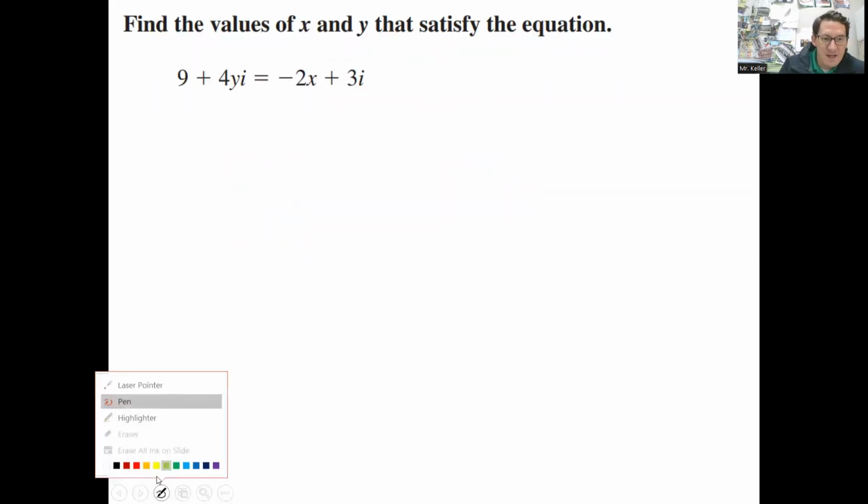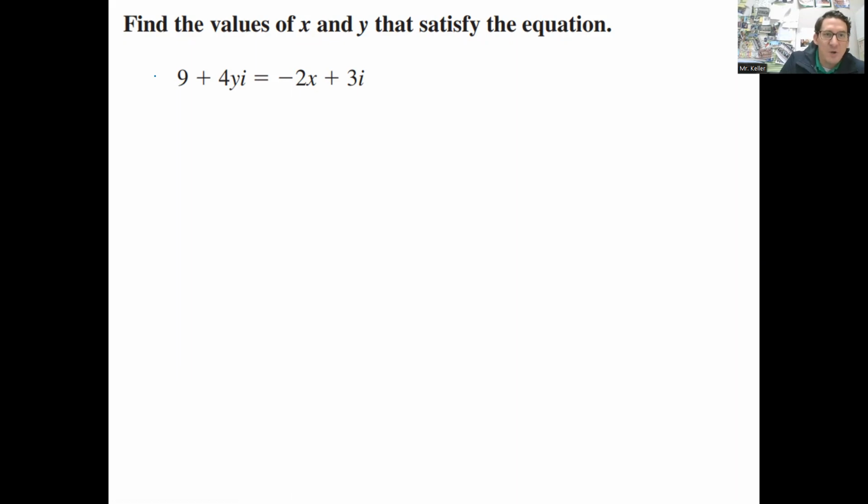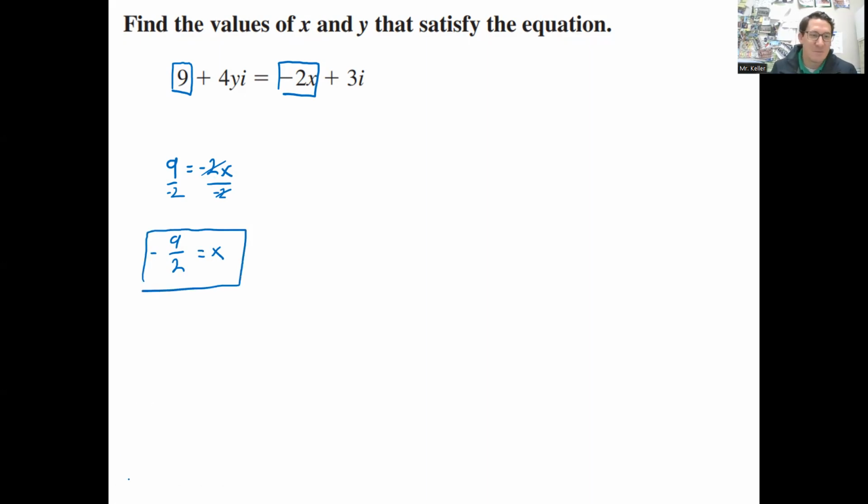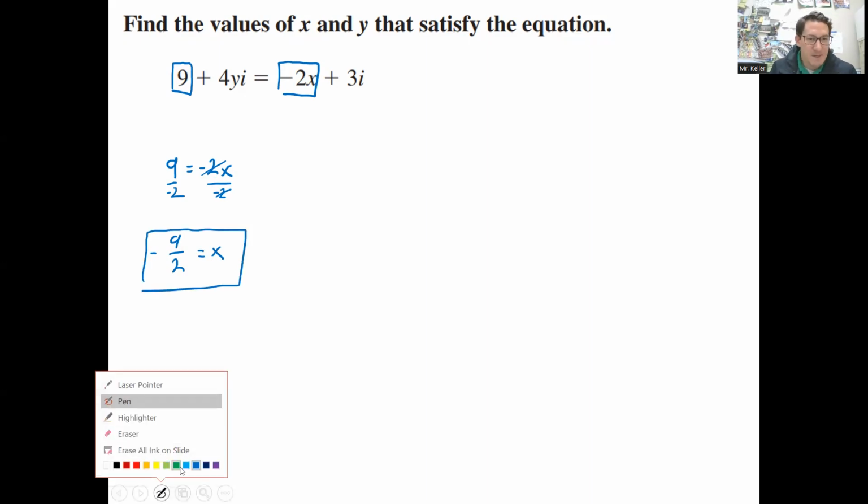Instead of highlighting, I'm going to box in an appropriate color. So here's my real number part over here. I'm going to set those equal to each other. So 9 is equal to negative 2x. Solve for x. I'm going to divide both sides by negative 2. That cancels out. Get 9 divided by negative 2. That's just negative 9 halves. I'm going to leave it like that. If it makes you feel better, you can do negative 4.5. Doesn't make me feel better, so I'm leaving it like that.